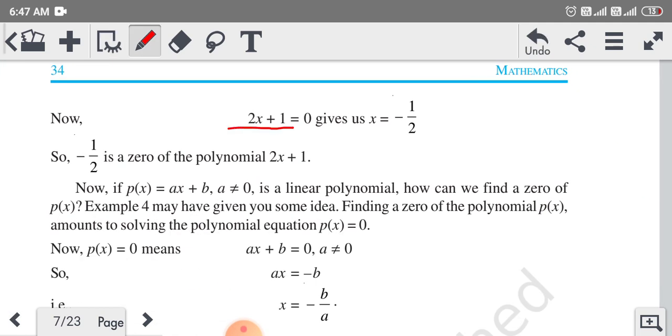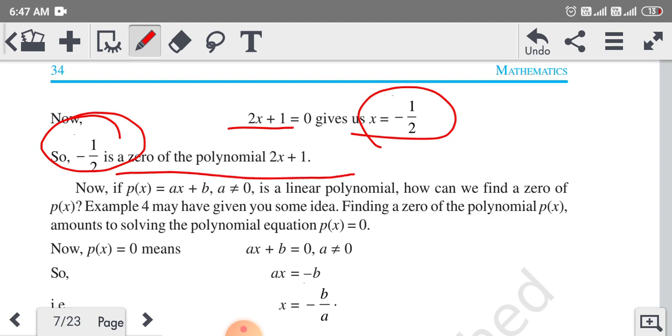Now 2x plus 1 is equal to 0 gives x is equal to minus 1 by 2. So minus 1 by 2 is a 0 of the polynomial 2x plus 1. Now if p(x) is equal to ax plus b, that is a is not equal to 0, is a linear polynomial. How can we find a 0 of p(x)?